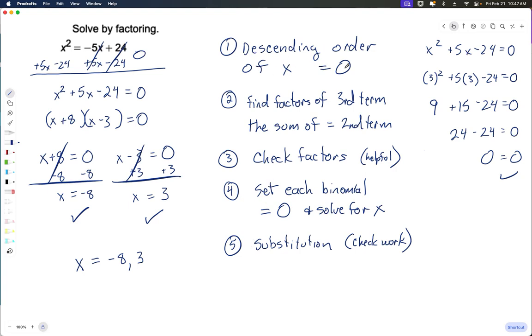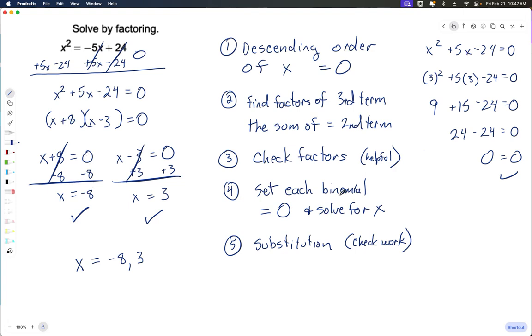Descending order of x equal to 0. Find the factors of the third term, -24, that equal the sum of the second term. So that the sum of those equal the second term. So +8 minus 3 is a +5. So that worked out. Then you check those factors. You can just multiply them to make sure you get back to here.